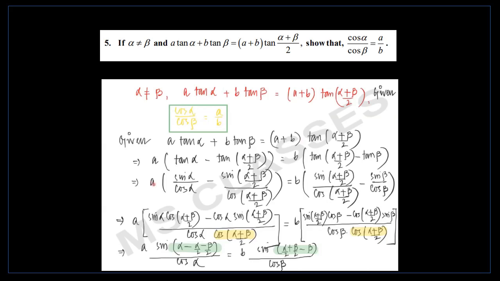Now tan alpha is sin alpha by cos alpha, and this is also sin by cos, so we split both into sin and cos and then simplify. All of you know the formula sin A cos B minus cos A sin B, which is sin of (A minus B). Here also sin of (A minus B). And then we have simplified to get the required answer.